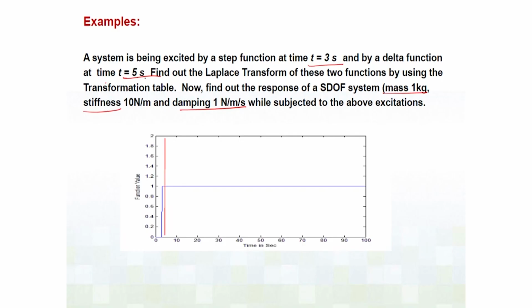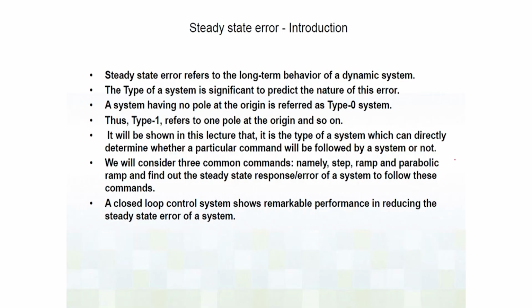Now, I told you that some specifications I have given you first and some more, total 7, right? 4 I have given you earlier and 3 more specifications I am trying to give you now, which are called the steady state error of a system. So, the steady state error refers to the long term behavior of a dynamic system.